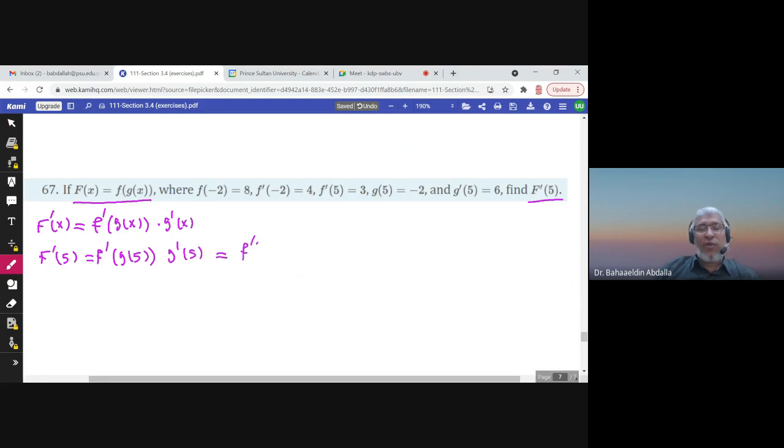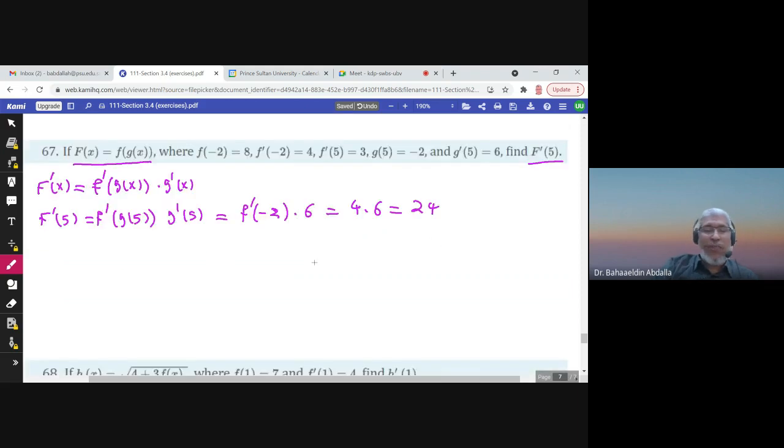It would be f prime of. What is g of 5? It should be given in the question. Yeah, it is negative 2. G prime 5 should be given in the question. Yeah, it is 6. F prime negative 2 should be given in the question. It is 4. So 4 times 6 and the answer is 24.